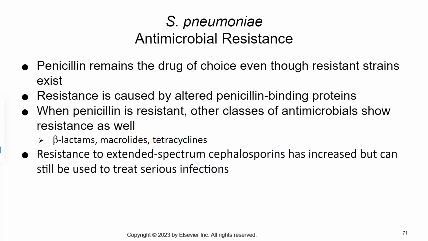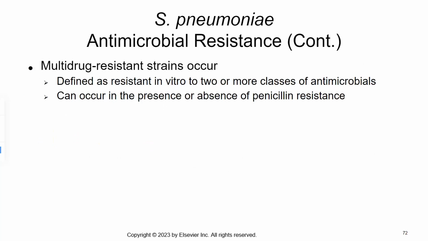Antimicrobial resistance: penicillin remains the drug of choice even though there is some resistance. Resistance is caused by altered penicillin binding proteins. When penicillin is resistant, other classes of antimicrobials show resistance as well, so the beta-lactams, macrolides, tetracyclines. Resistance to extended spectrum cephalosporins has increased but they can still be used to treat serious infections. Multi-drug resistant strains occur, and they're defined as being resistant to 2 or more classes of antimicrobials, and it can occur in the presence or absence of penicillin resistance.